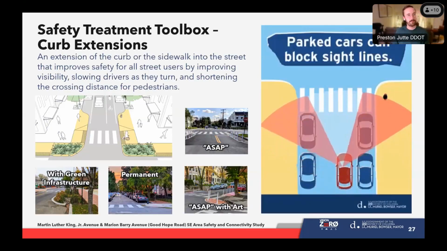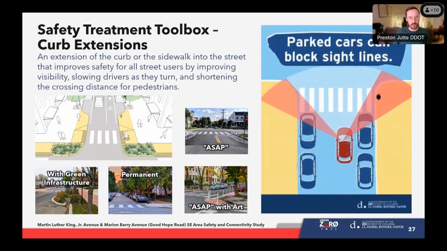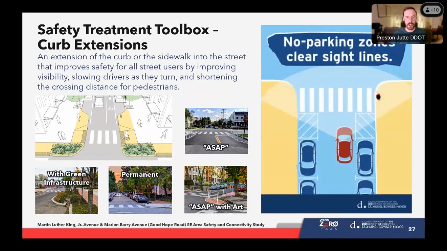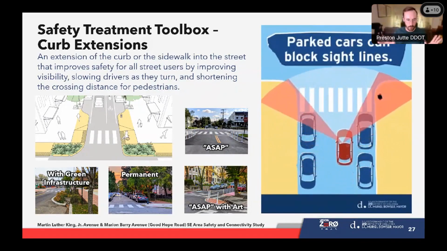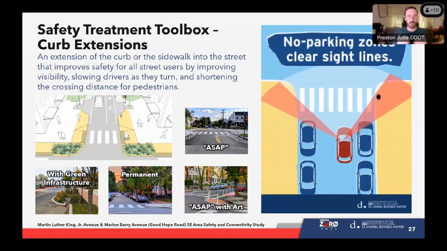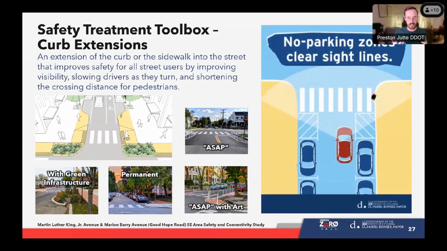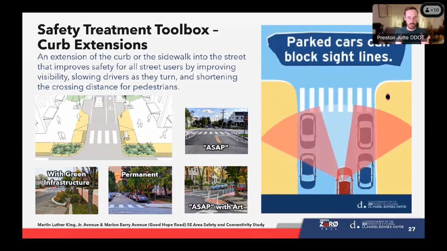Next slide, please. Now, some of those safety toolbox things we want to implement, I just want to highlight some of those reasons. The ones I highlighted, we're going to do everywhere possible at the intersections to make them safe and visible and clear and easy to navigate. Curb extensions, this is what I mean.